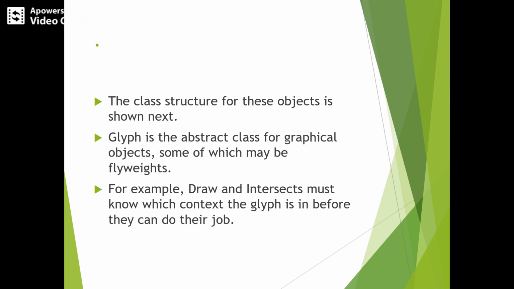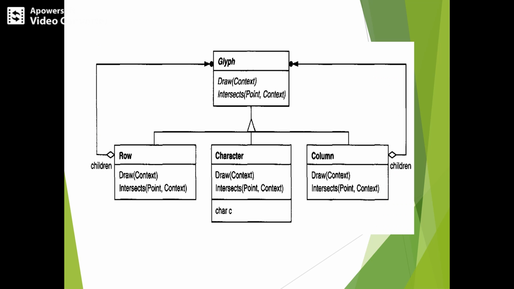For example, a row glyph knows where its children should place themselves, so that they are tiled horizontally. We can say it's tiled vertically or horizontally. So we can pass that child location in the draw request, whenever there is a drawing request.